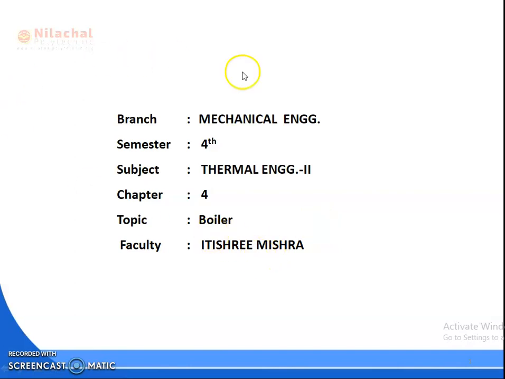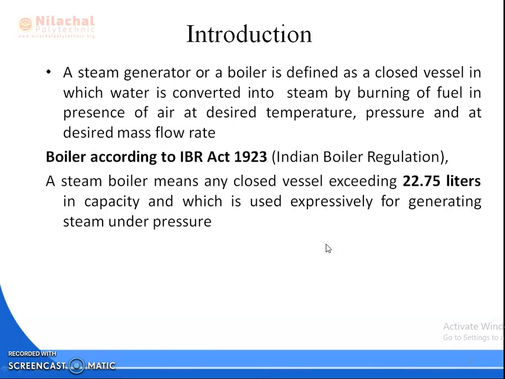So good morning. I am Ithisri Misra, and I am going to discuss Thermal Engineering 2, that is chapter 4, which is known as the boiler. In the boiler, first we will discuss what a boiler is. Basically, a boiler is a steam generator, and how can you define a boiler? A boiler is a closed vessel in which water is converted into steam.